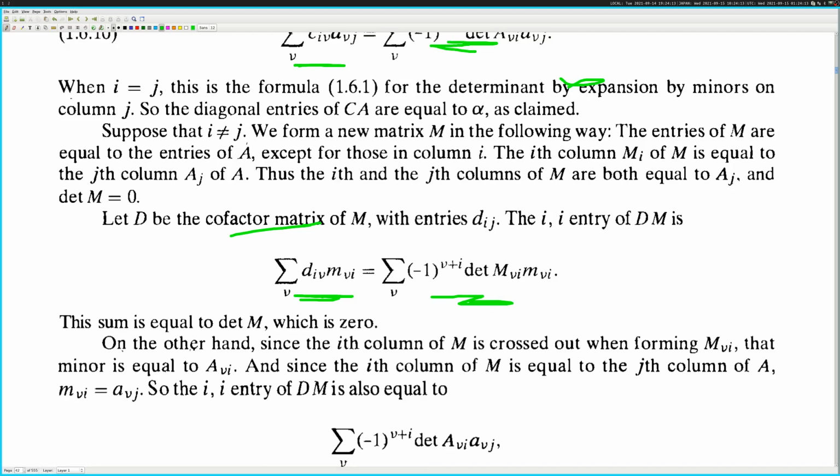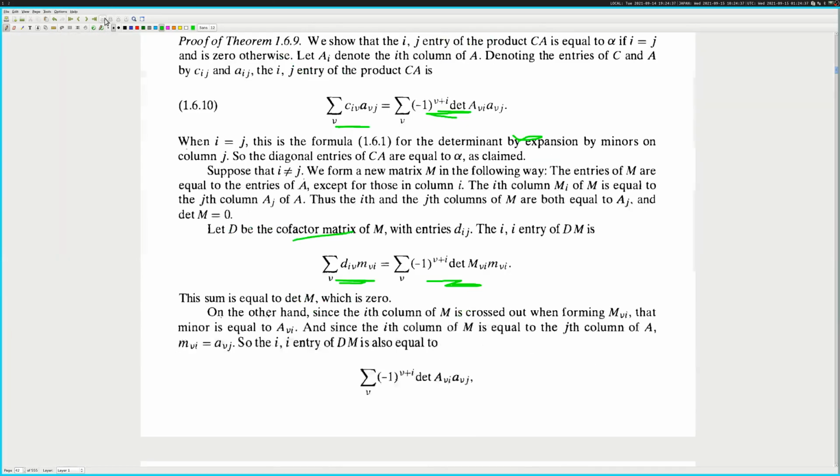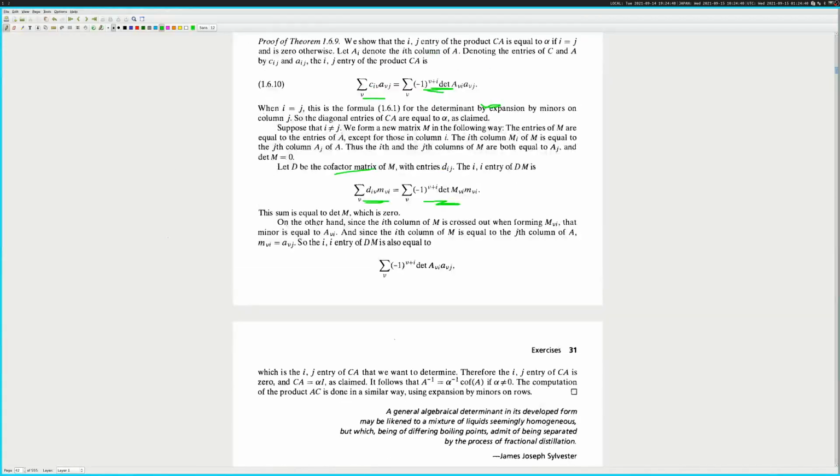On the other hand, since the ith column of M is crossed out when forming M nu i, that minor is equal to A nu i. And since the ith column of M, I can't follow this. Okay, let me zoom out, and maybe it'll be easier for me to follow the larger structure. Let me read it quietly and try to figure out what's going on, and once I figure it out, I'll try to explain.